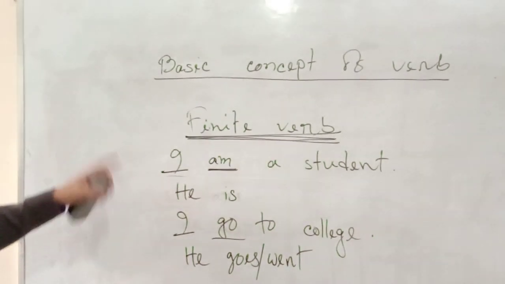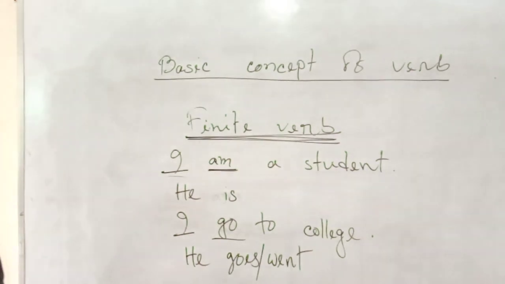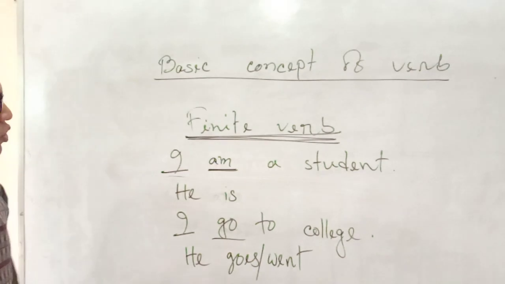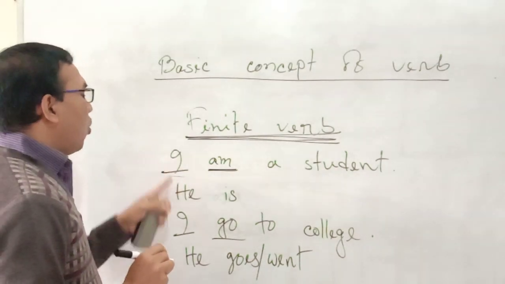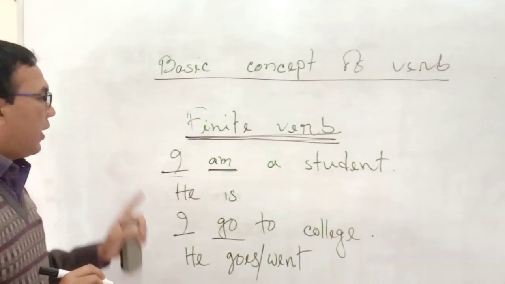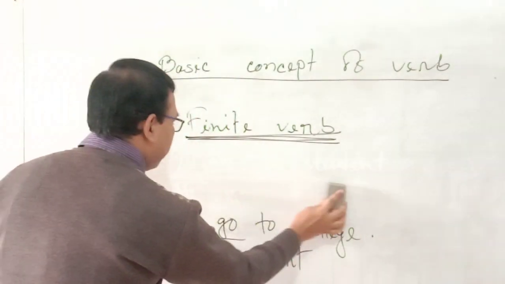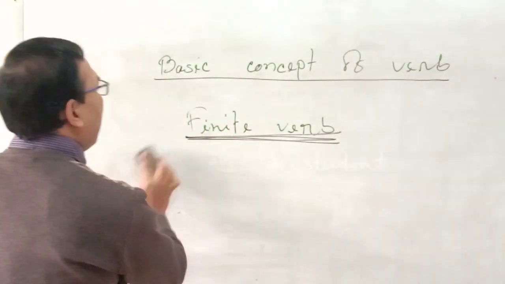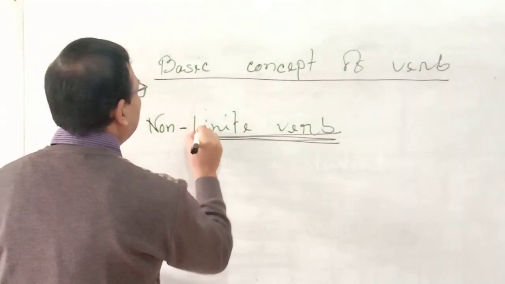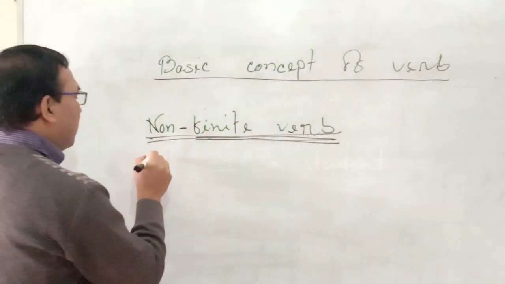So my dear students, from these examples, you can clearly understand that a finite verb changes with the change of subject, with the change of number and person of the subject, and with the change of tense. But what about the non-finite verb? Now I am giving some examples of non-finite verb.